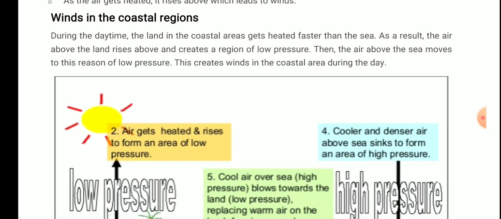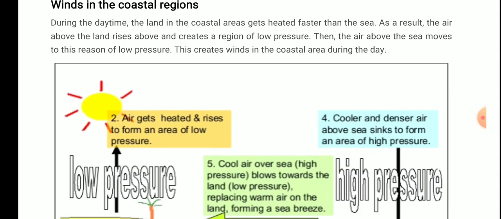So, winds in coastal regions. What happens during the daytime? The land in coastal areas gets heated faster than the sea, and as a result the air above the land rises and creates a region of low pressure. Then the air above the sea moves to this region of low pressure. This creates wind in the coastal area during the daytime.